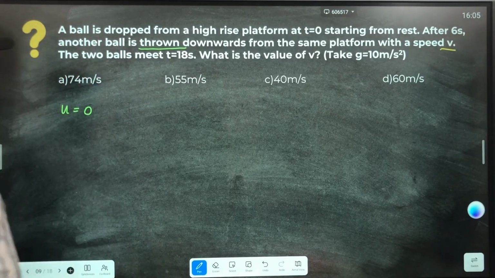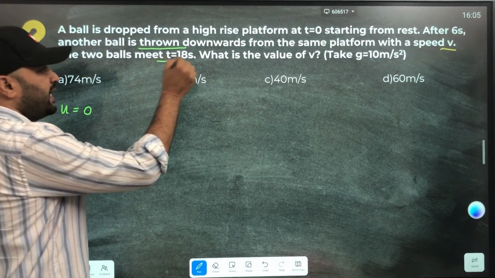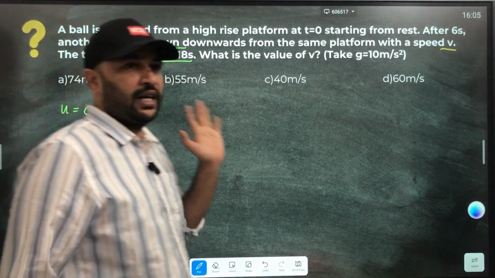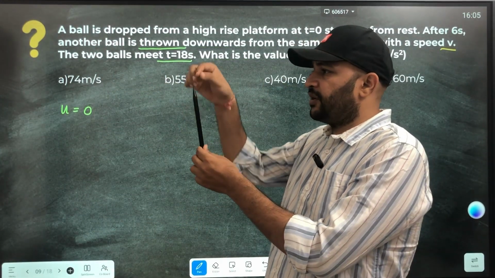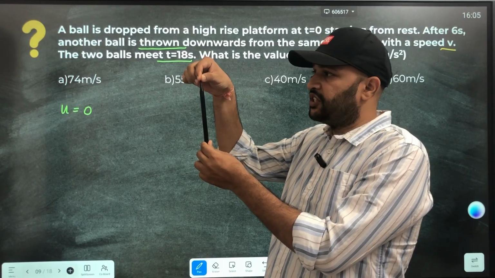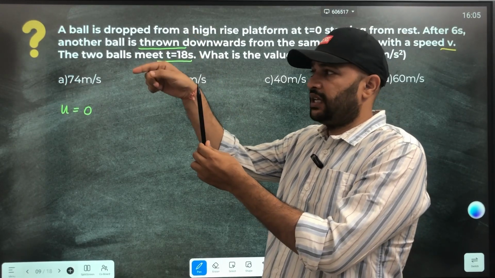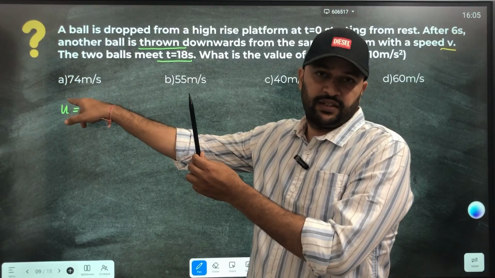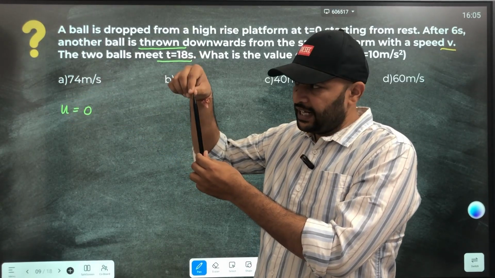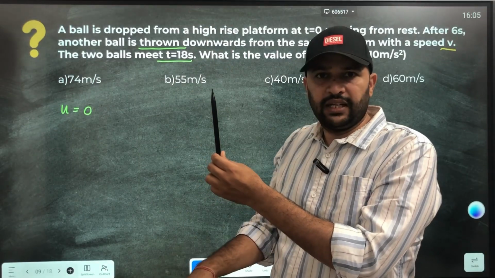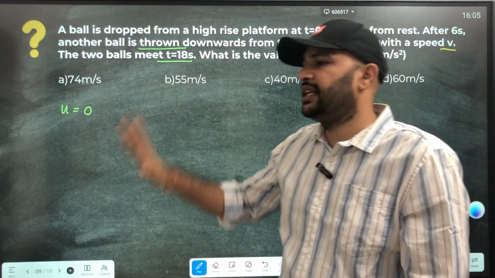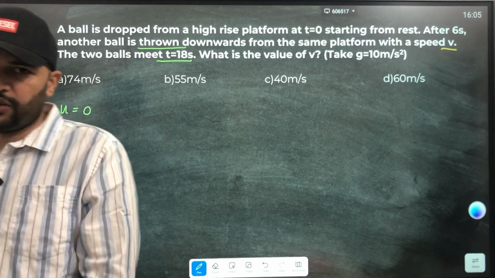The two balls meet at t equals 18 seconds. What is the value of v? Okay, let me explain the scenario first. Let's say this is the tower, and from this tower we are initially releasing the first ball. For the first ball the initial velocity is 0. Clear? The second ball I am throwing downward. When I am throwing it downward it will go rapidly, and both of them meet at t equals 18 seconds. Clear?